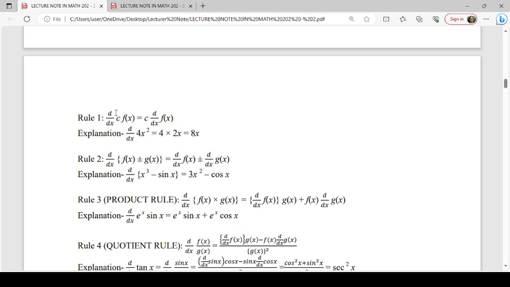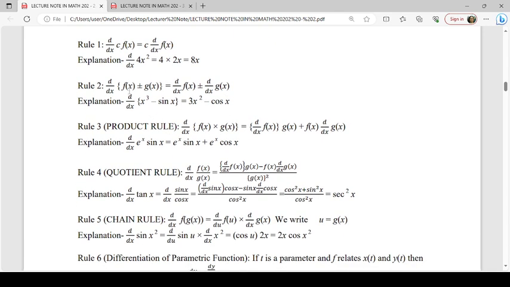Then d/dx of c into f of x. c is constant, then c is taken outside. We will take the derivative of this. So it is c into f dash x. This is a result. This is an example. So 4 is constant, 4 is taken outside, then x square, it is x to the power n. So n is 2, so 2 into x, so it is twice x, it is 8x. Then f of x plus or minus g of x. So it is the example explanation.